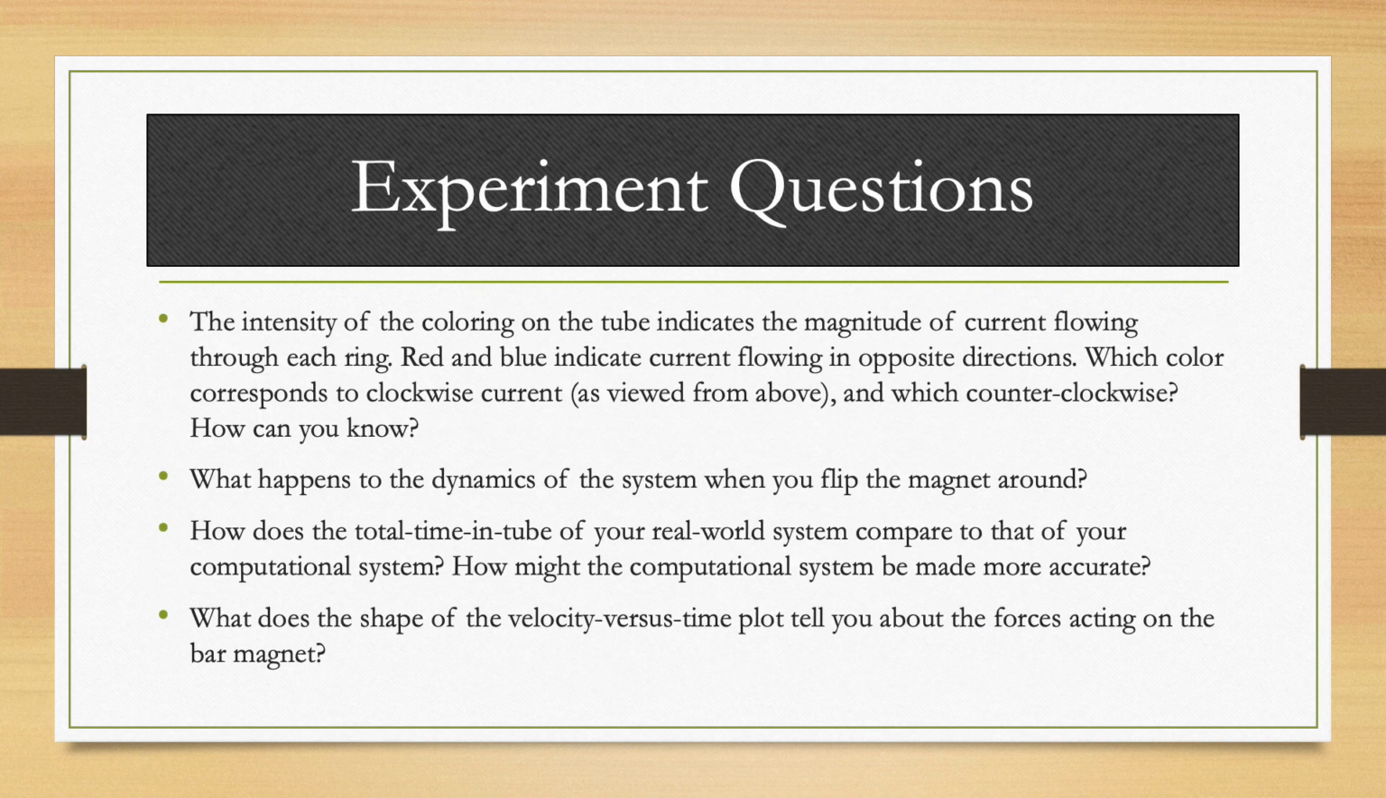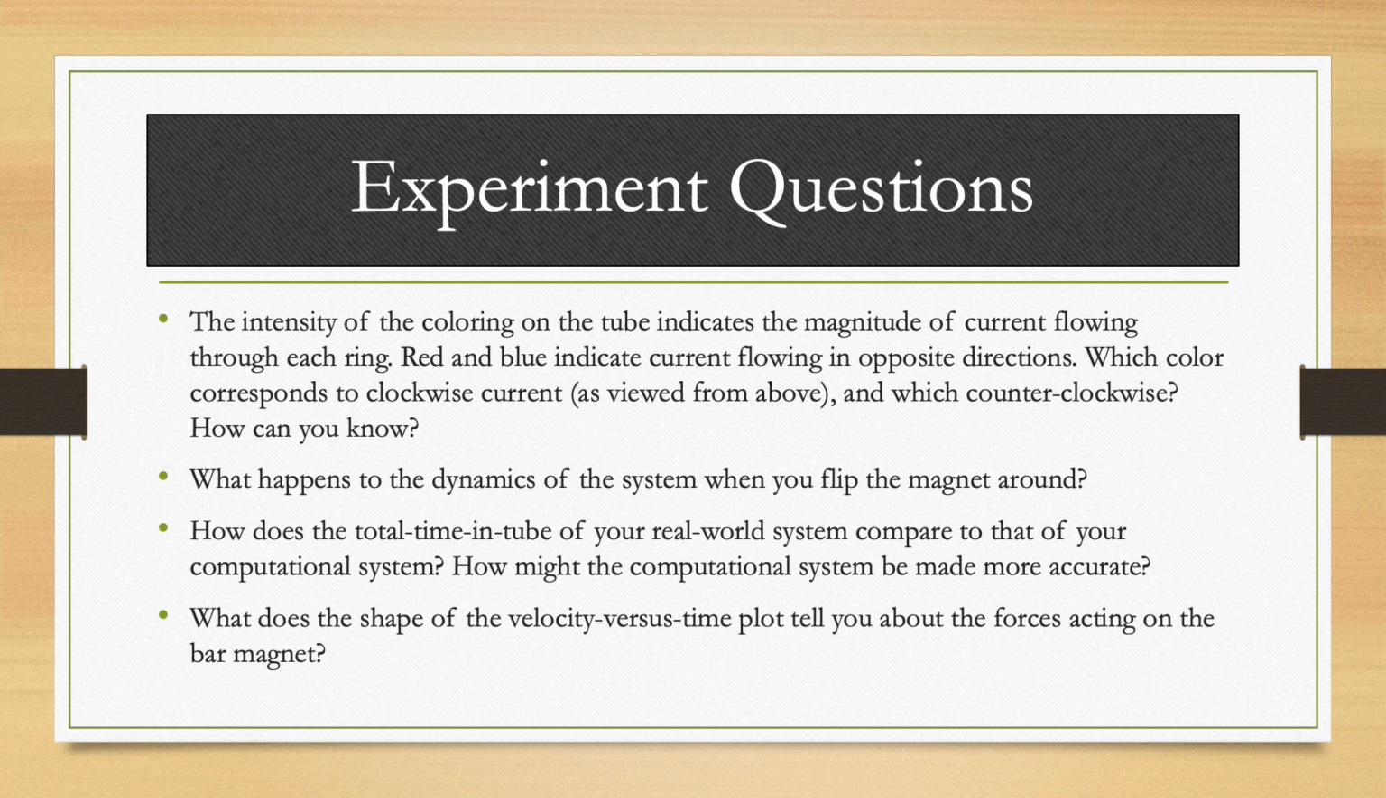The intensity of the coloring on the tube indicates the magnitude of the current flowing through each ring. Red and blue indicate current flowing in opposite directions. Which color corresponds to the clockwise current and which color corresponds to the counterclockwise? How can you know? Well, red corresponds to counterclockwise and blue corresponds to clockwise. This makes sense because this is how the magnet would slow down as they are in opposite directions.